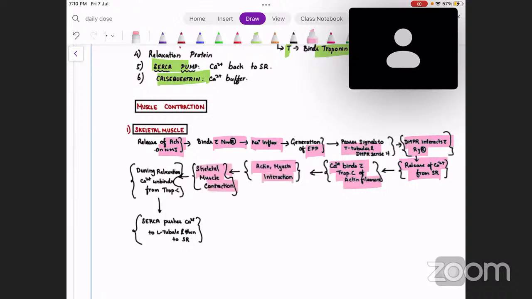Skeletal muscle will contract, and during relaxation, calcium unbinds from troponin C. SERCA will push the calcium back to the L tubule and then to the sarcoplasmic reticulum.